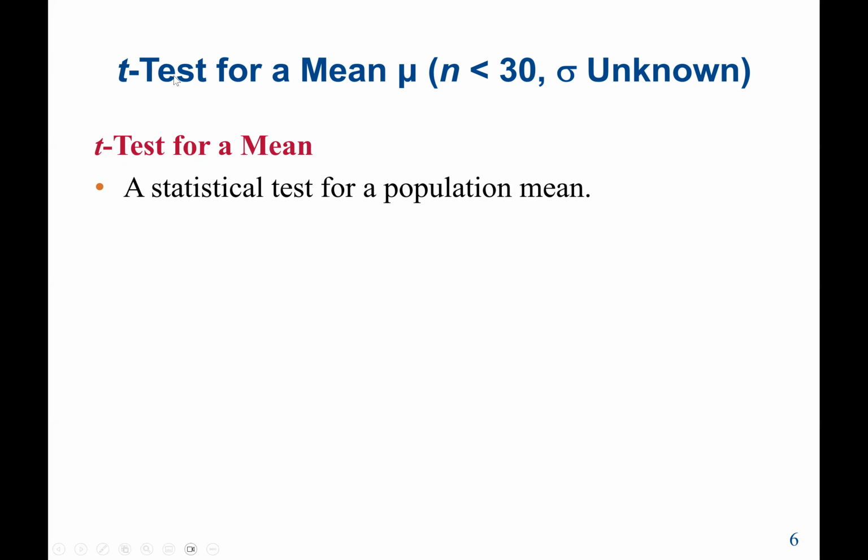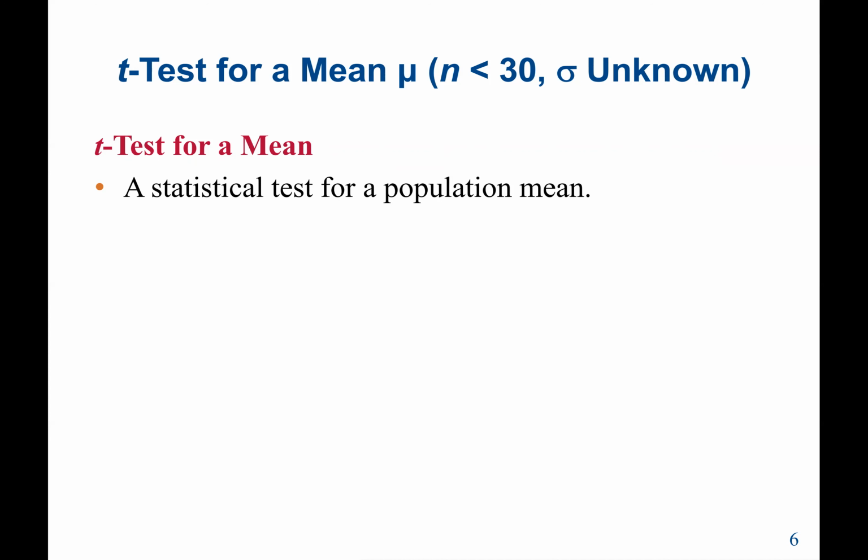So here we have the t-test for a population mean if n is less than 30 or the standard deviation is unknown. So those are the two conditions. Remember, in a z-test, the sample size must be at least 30 or more. So if the sample size is less than 30, then our next option is to do a t-test. We can't do the z-test with a sample less than 30.